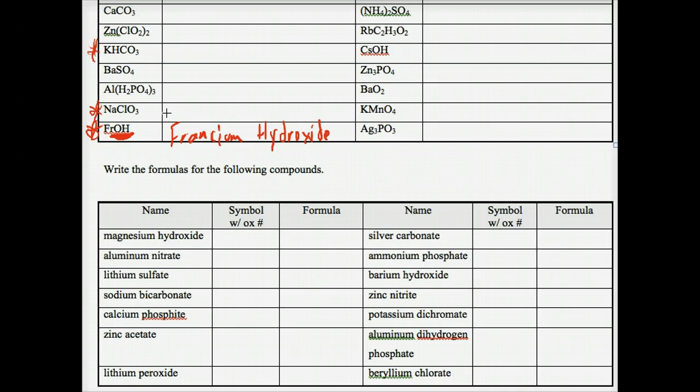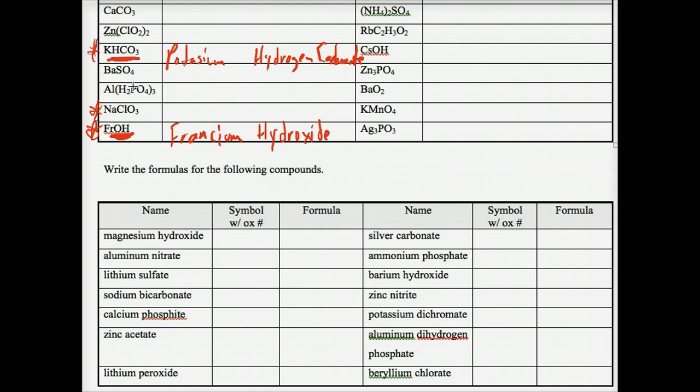KHCO3. Again, it's our responsibility to either go back to the chart or, better yet, have them memorized so we can recognize that there's a polyatomic ion in here, the HCO3. Okay, HCO3 is hydrogen carbonate. Hydrogen carbonate, and K stands for potassium. Okay, so we have potassium hydrogen carbonate.